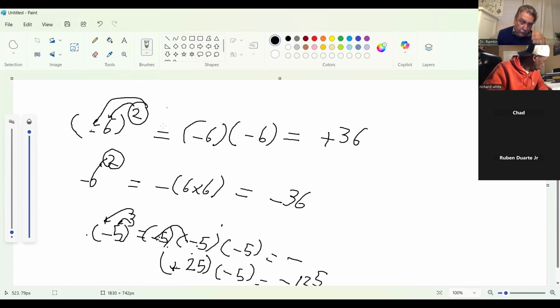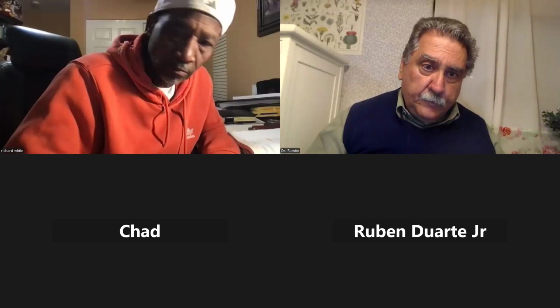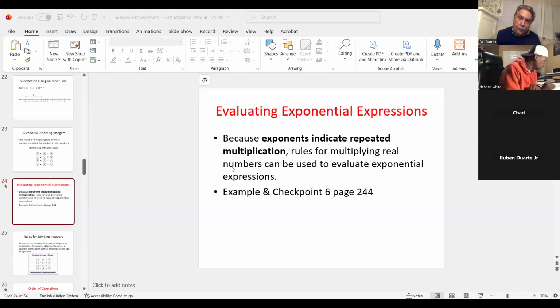All right, so let's go back to the ones that didn't have parentheses around them. The exponent only applies to that number if it doesn't have a parenthesis. But if there's a parenthesis, the exponent applies to both the number and the sign. Okay?